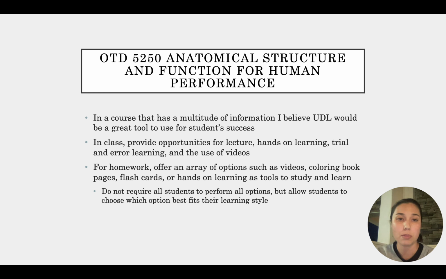The class I said that universal design for learning and anti-bias teaching would be good for would be OTD 5250, which is anatomy. In this class, there's a lot of information that we as students have to learn, and I feel that providing a class that incorporates universal design for learning, such as lectures, hands-on learning, trial and error learning, and use of videos, all different kinds of learning, would help students best understand the material.